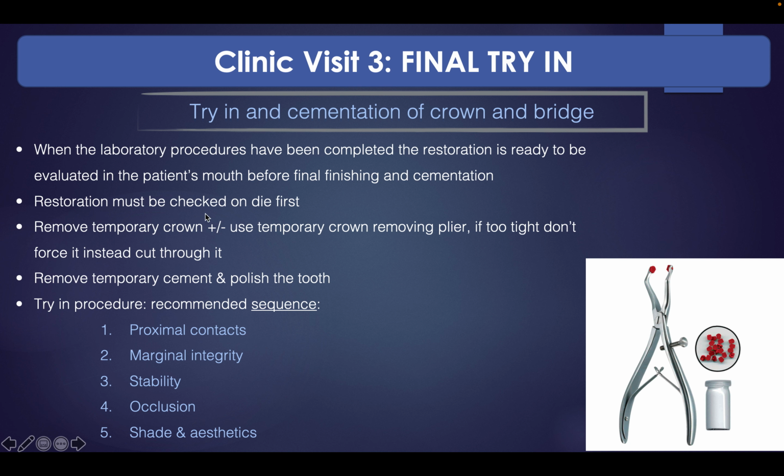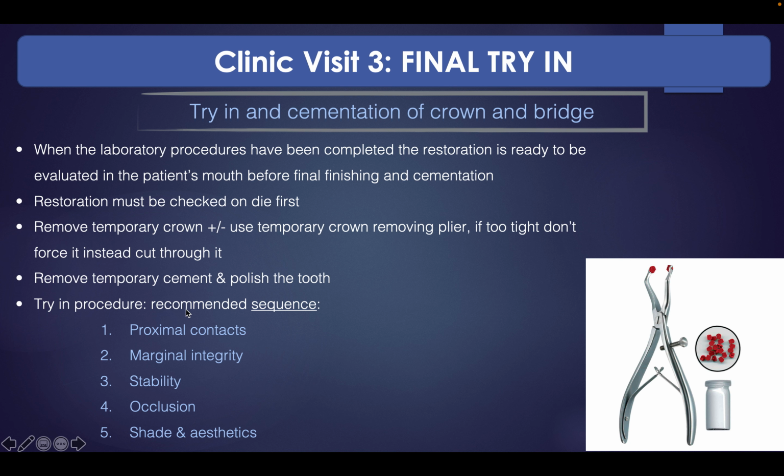The restoration should be checked first on the die, make sure it fits nicely, and make sure that you have removed the temporary crown. You can use a temporary crown remover, you can use a removing plier. If it's too tight, don't force it. You can break the core, you can break the tooth. If it's too tight, cut through it gently and sacrifice the temporary crown. It's the tooth that is important, not the temporary crown. Remove the temporary cement because it can prevent the full seating of your crown, and polish the tooth.